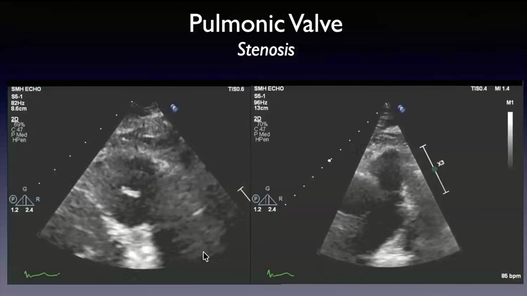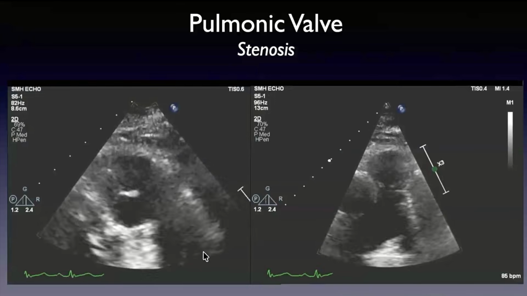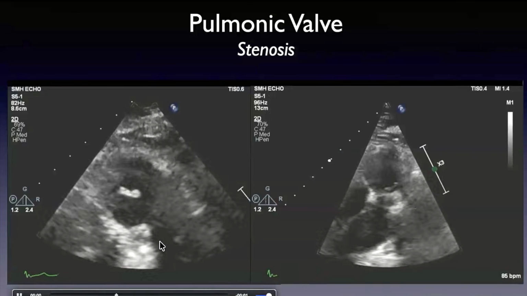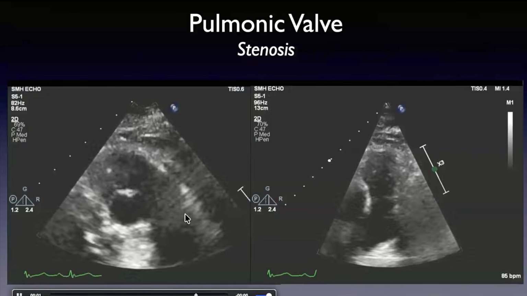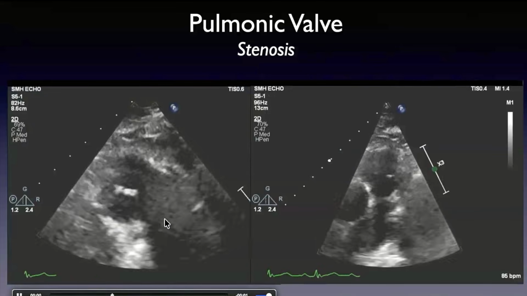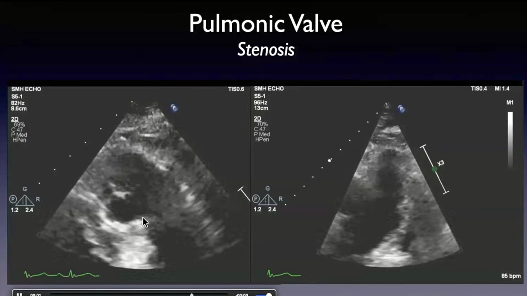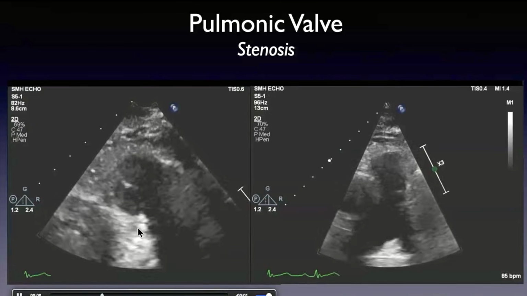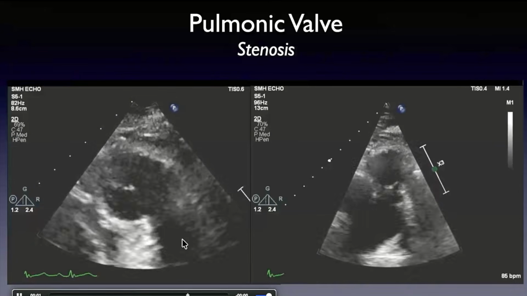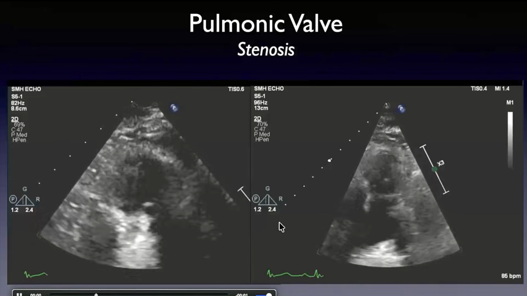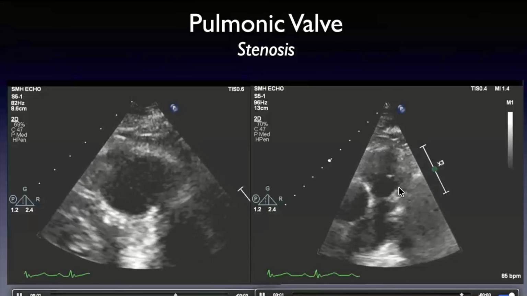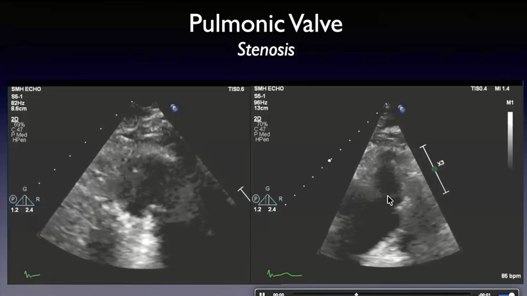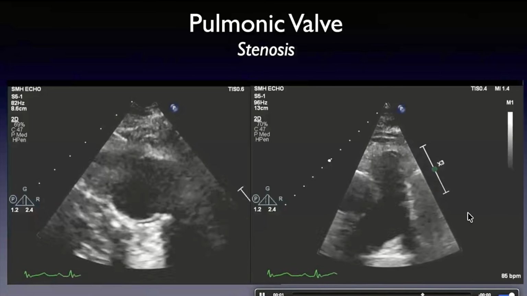So here's another patient with systolic doming. Once again, you see a little bit of that waist here, the sinotubular junction. The pulmonary valve cusps are a little bit thickened, but you can see the doming quite nicely, at least of this cusp. And then on the parasternal short axis view, a bit more clearly, you can see systolic doming of both of these cusps.